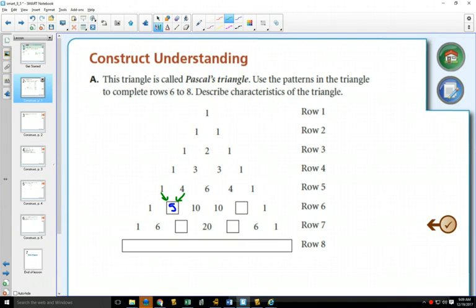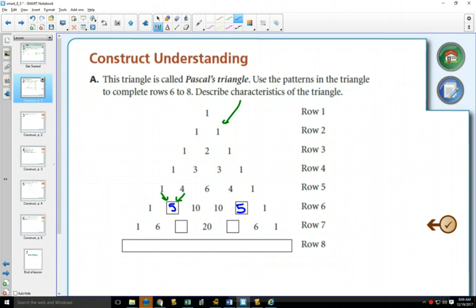Just keep counting down this row. The pattern is 1, 2, 3, 4, 5. Good. Excellent. Then you got this one as 5 as well. How did you get that second 5? Same way? Did anybody get that second 5 in a different way?